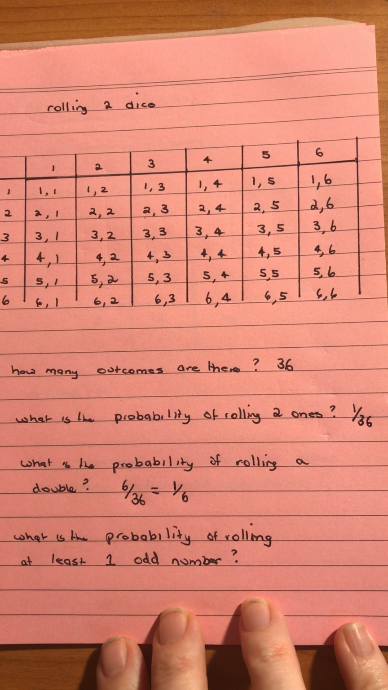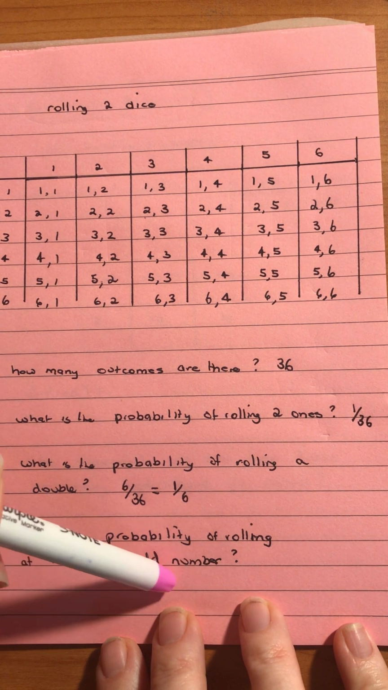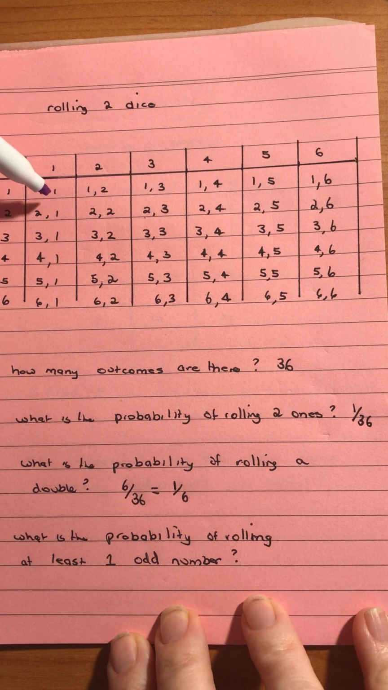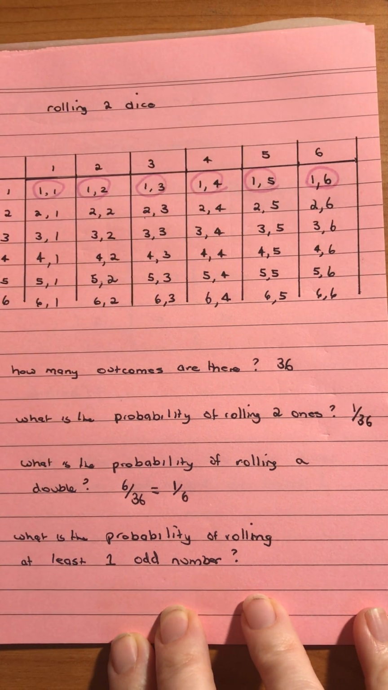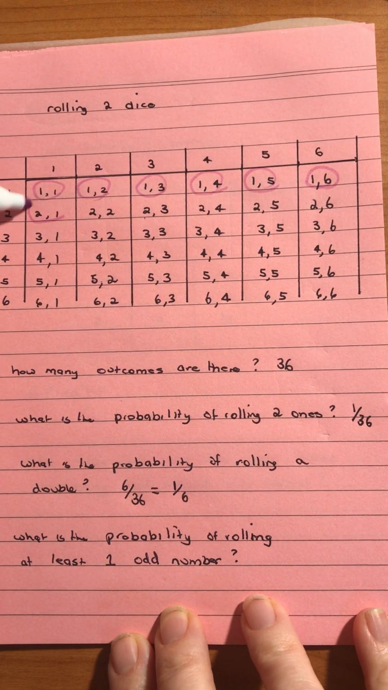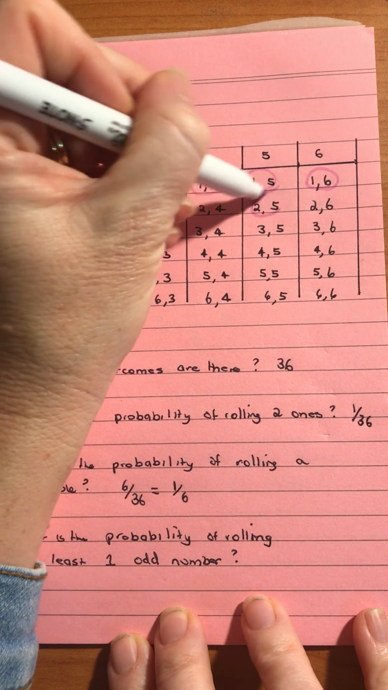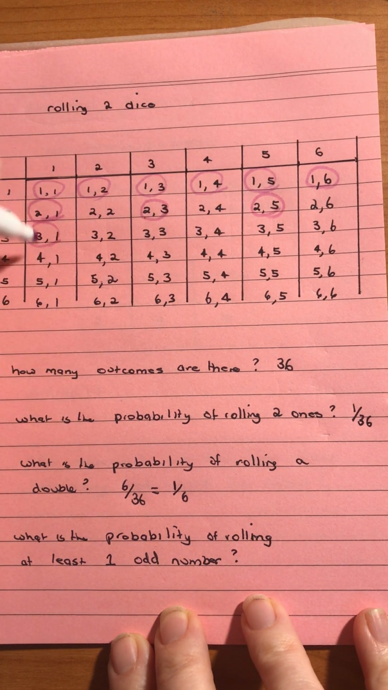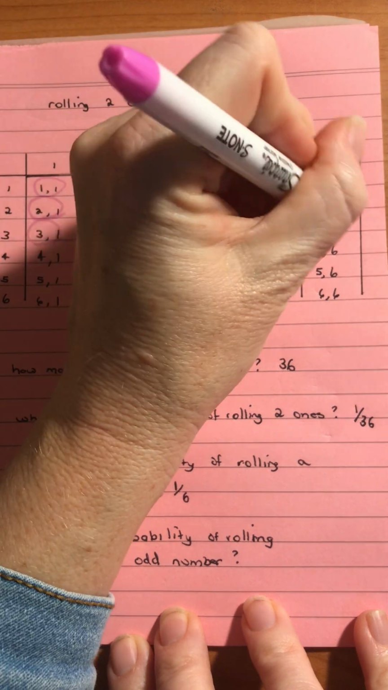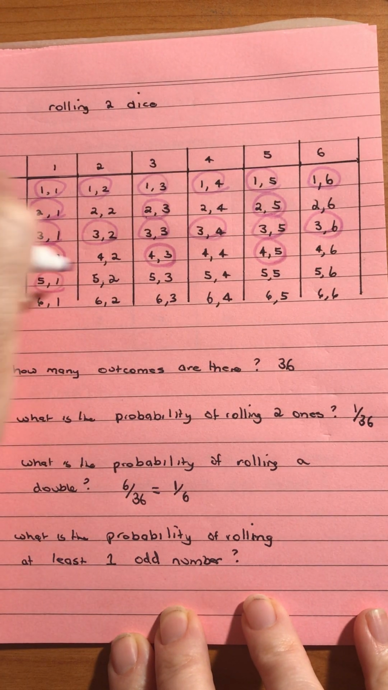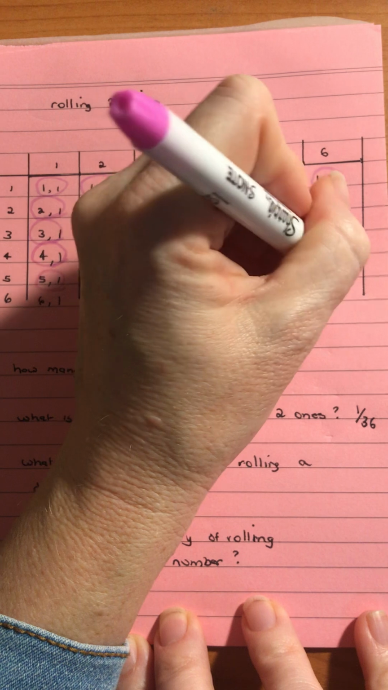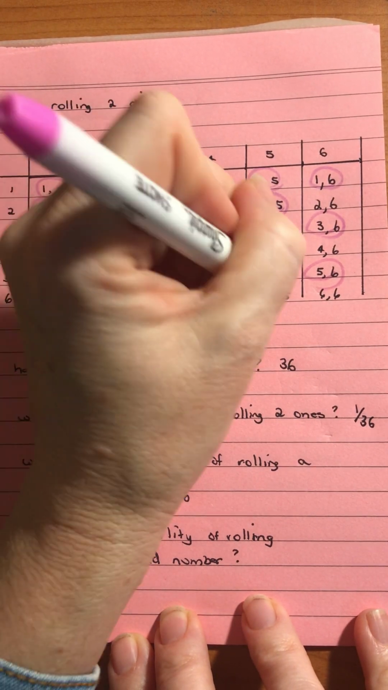Then we might look at the probability of rolling at least one odd number. So we're going to go across our table and circle which ones have at least one odd. So 1,1, yep, 1,2. At least one means we've got one odd number or 2 odd numbers. So all of these ones in that first row have at least one odd number. Here we've got 2,1, so that's okay, 2,3, and 2,5. All the ones on the 3 row. On the 4 row, we've got 4,1, 4,3, and 4,5. On the 5 row, obviously all of them. And in the 6th row, we've got 6,1, 6,3, and 6,5.